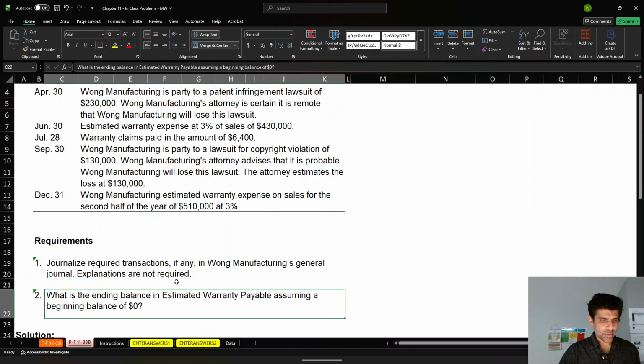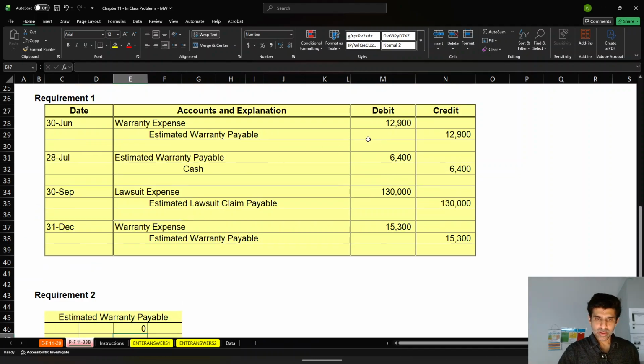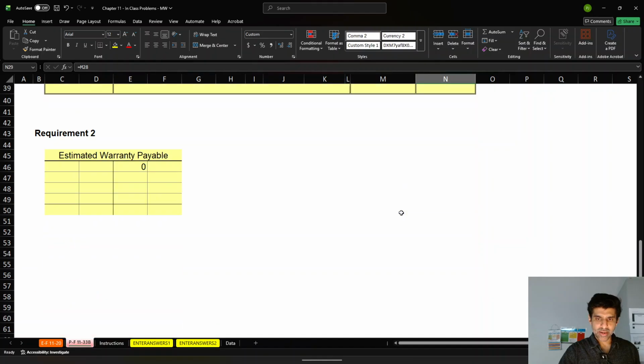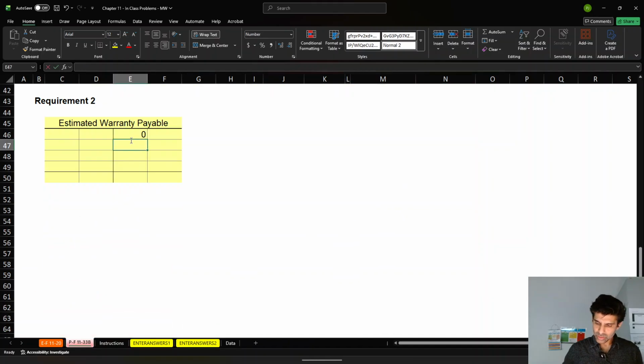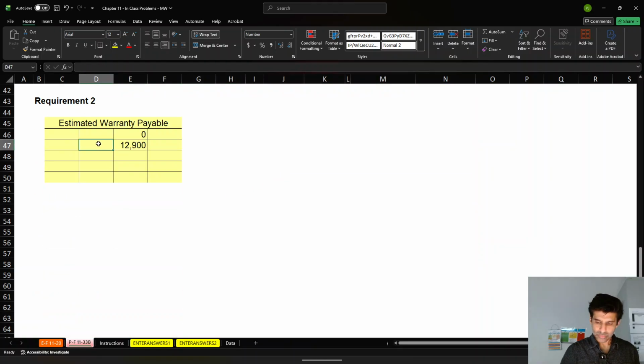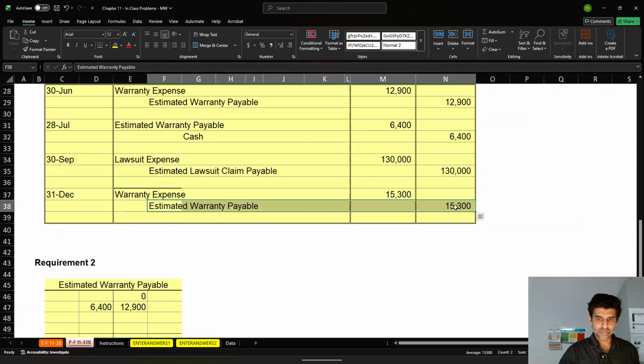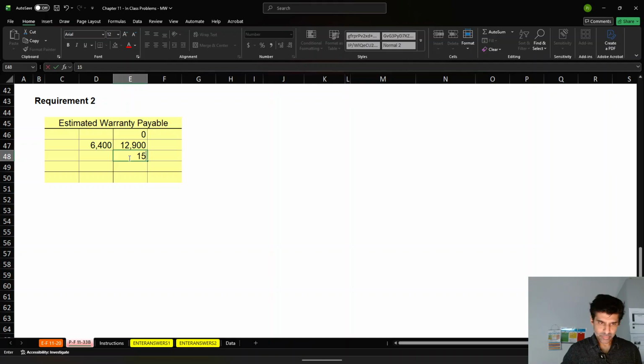Okay, so yeah, I guess it told us that we have a beginning balance of 0. So we had a 0 balance here. We had a credit here, 12,900. We had a debit here, 6,400. And then we had another credit here of 15,300. So the total is going to be this plus this minus this. This is our ending balance.